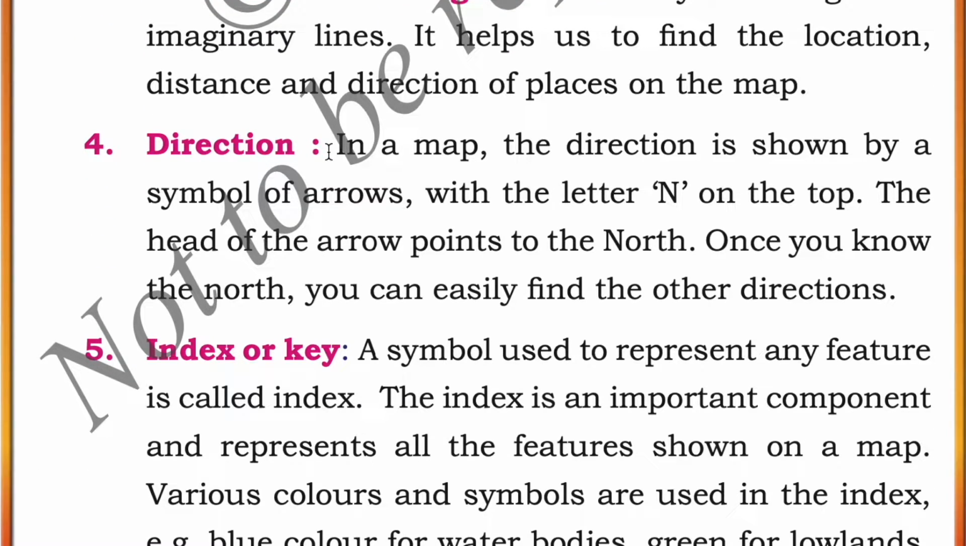Now the direction. In a map, the direction is shown by a symbol of an arrow with the letter N on top. The head of the arrow points to the north. This helps you understand how you should be reading the map. N is always given by an upward facing arrow, that is, it points towards the north. Once you know the north, you can easily find the other directions.